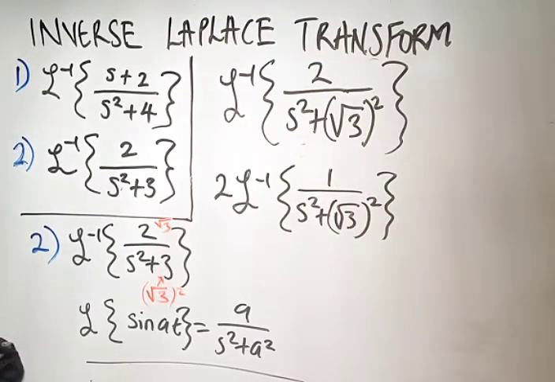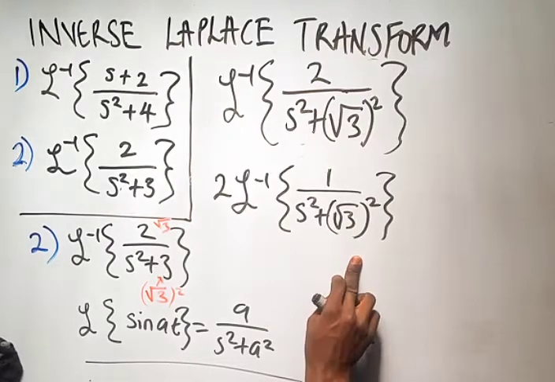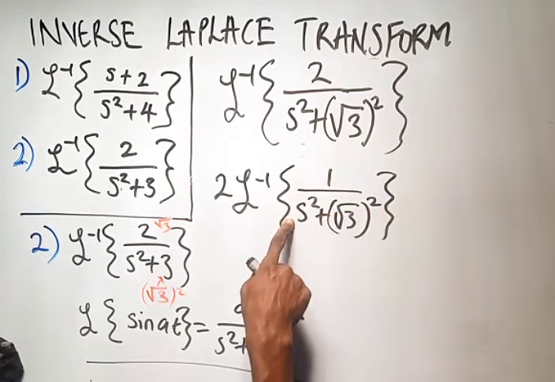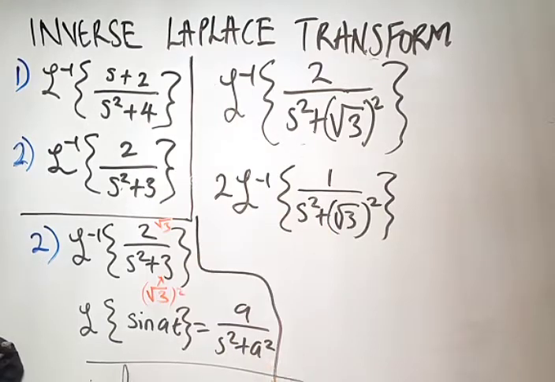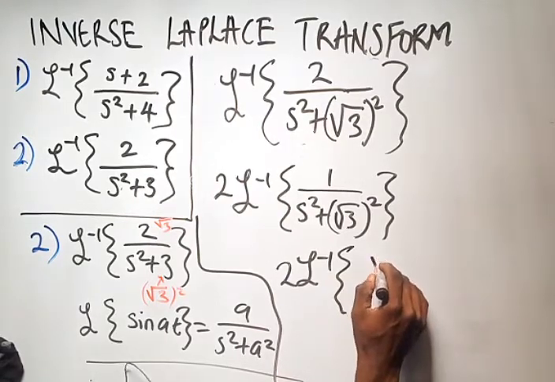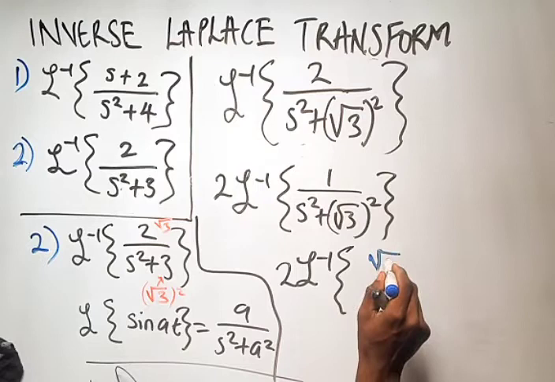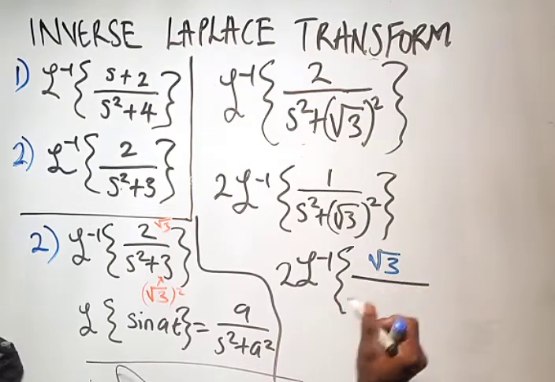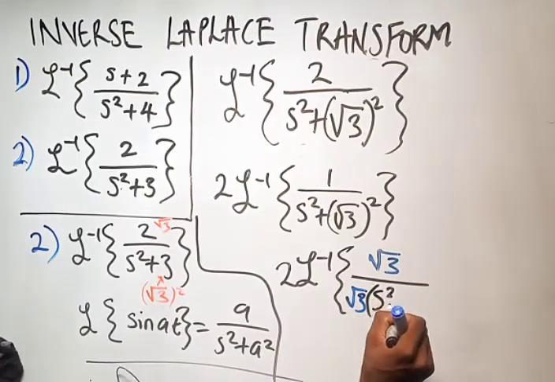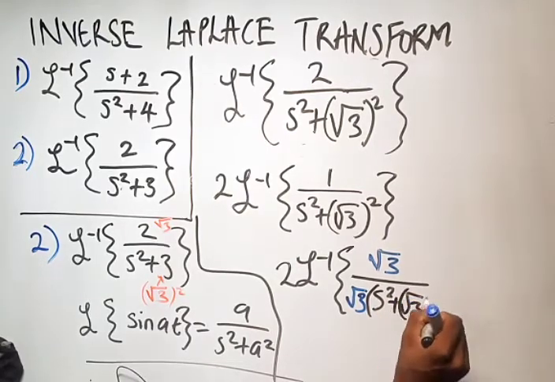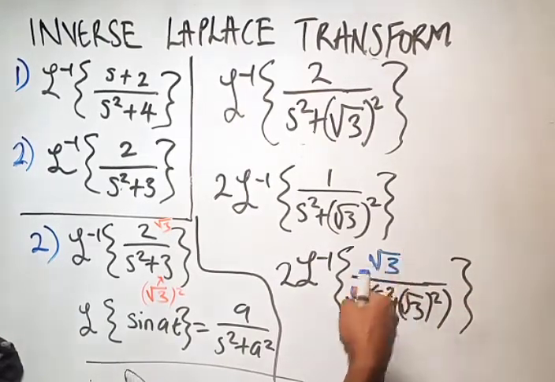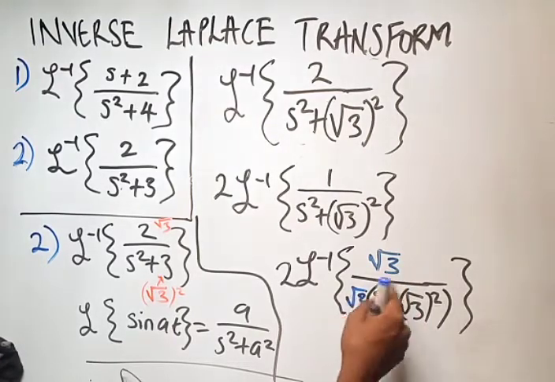The next thing I would like to do here is to multiply this with square root of 3 and divide it by the square root of 3. So this will now become 2 times the Laplace inverse of square root of 3 on top, and the denominator also by square root of 3, so here we're going to have a square plus square root of 3 squared. What I just did there is multiply by something and divide by the same thing, top and bottom, so the thing will just cancel out. I'm just putting this so that it will help us.